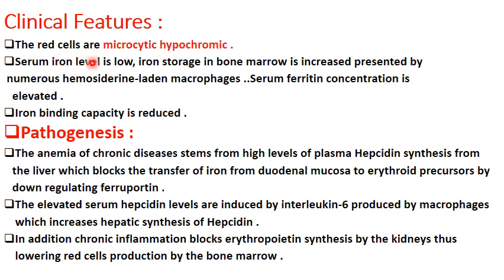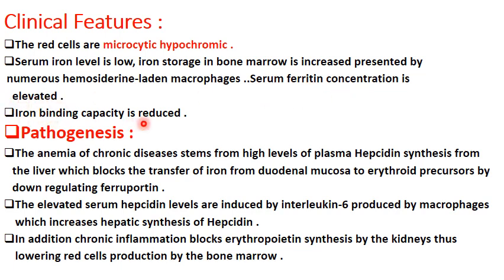Serum iron level is low, and the iron storage in the bone marrow is increased, not like iron deficiency anemia, in which the iron storage in the bone marrow is decreased. Why is the iron storage in the bone marrow increased here? It is shown by numerous hemosiderin-laden macrophages because of the sequestration of iron in the macrophages and reticuloendothelial systems. Serum ferritin concentration, in such a case, is elevated.